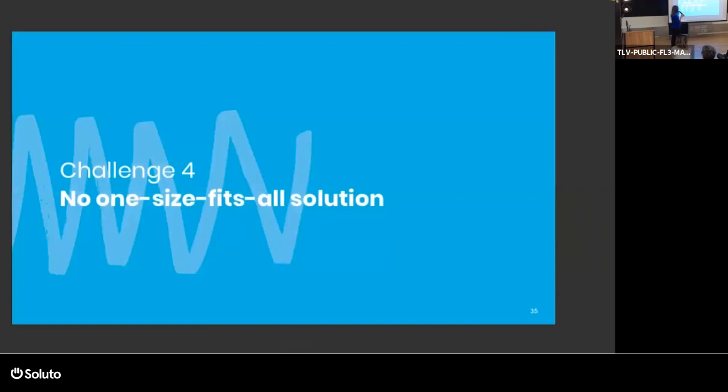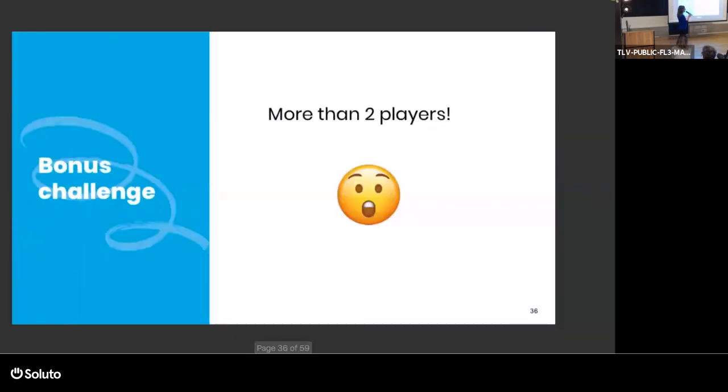Next challenge, no one size fits all. This also happens. Sometimes there is no process payment solution. Sometimes you're just going to have to maintain multiple versions. And why do I say no one size fits all as opposed to not one size fits both? Bonus challenge. Sometimes there are more than two players here.